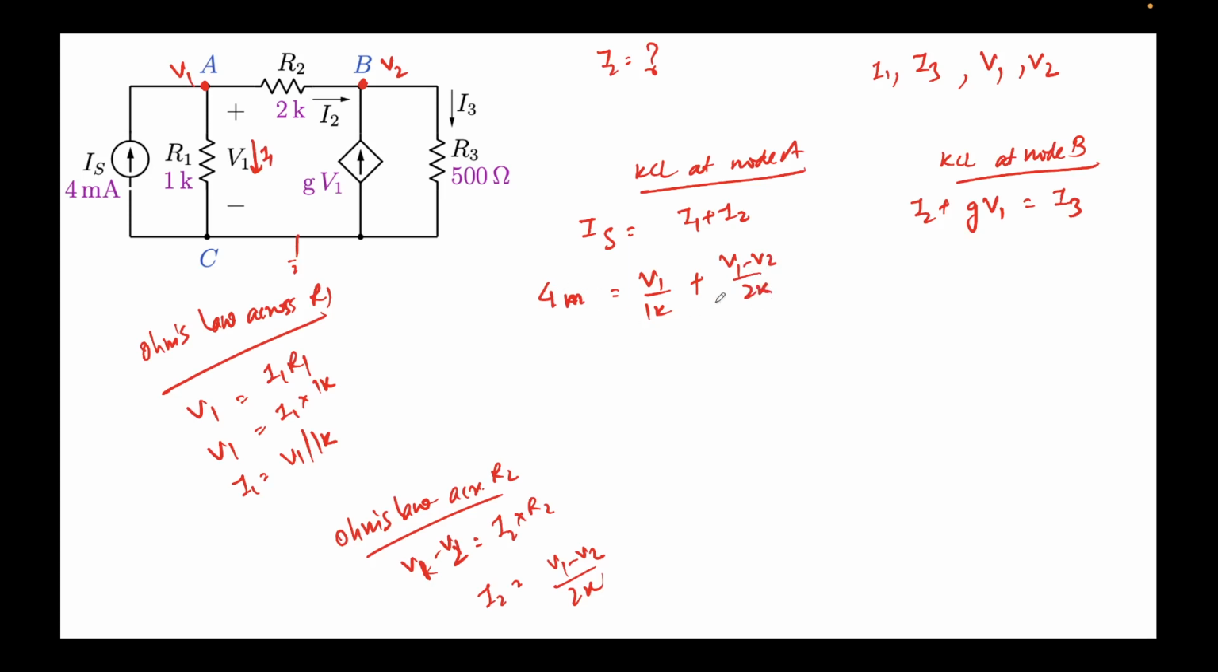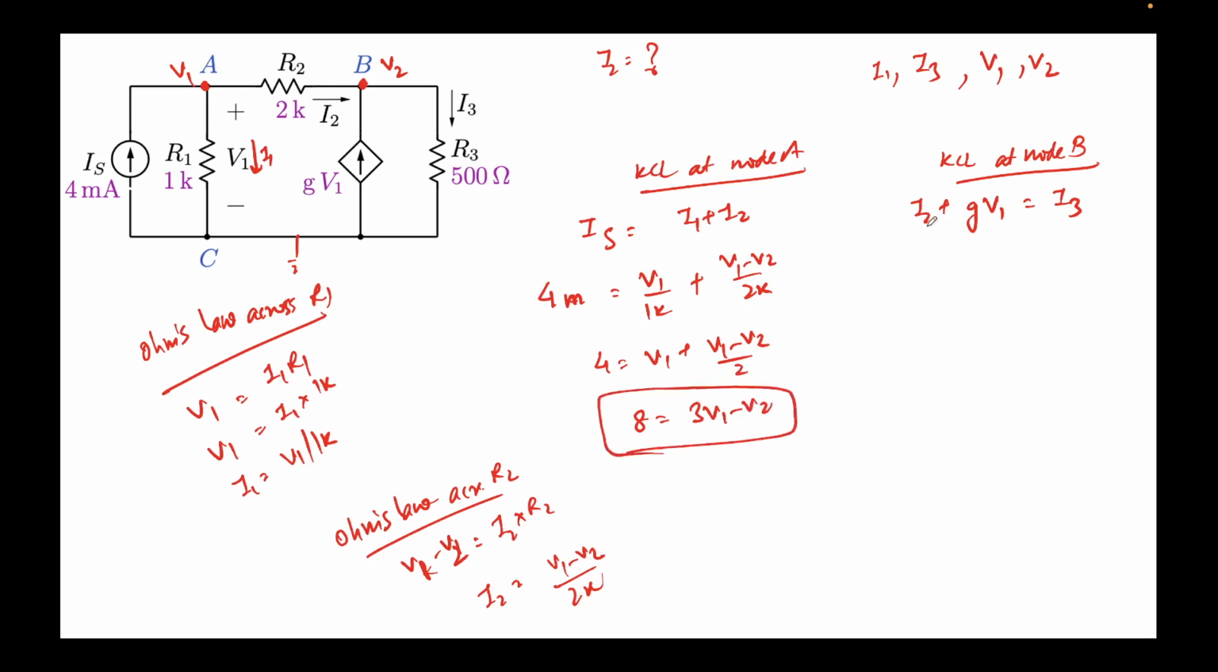I'll take k to the other side. K and m, this is milli, this is kilo, they'll get cancelled. So I'll get 4 equal to V1 plus V1 minus V2 by 2. So I'll get 8 equal to 3V1 minus V2. I just took the LCM. This is my first expression.